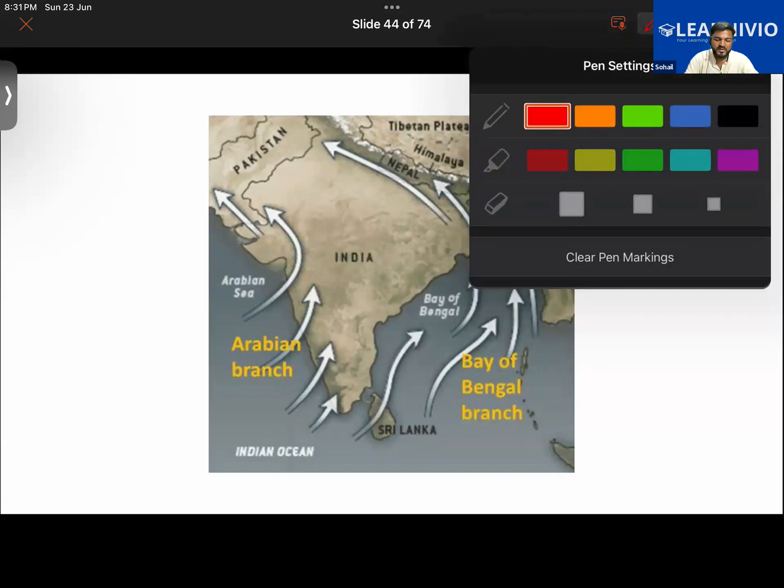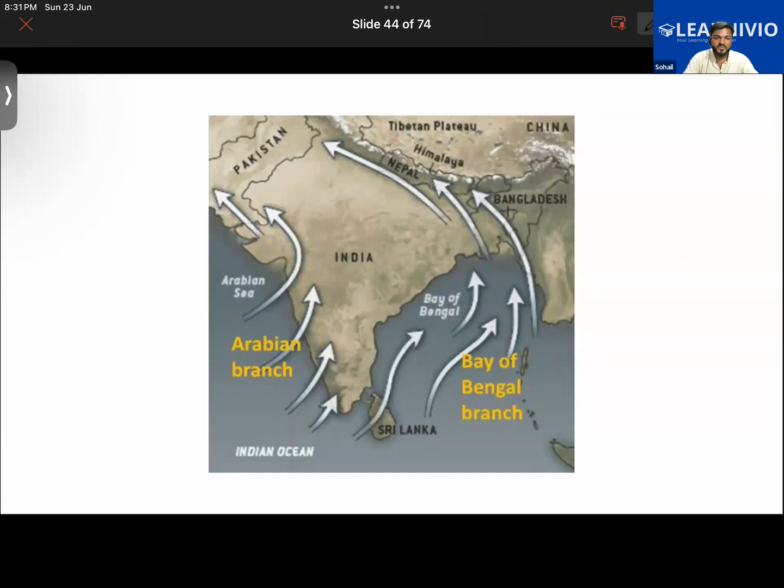Now, the reason why there is no rainfall in Rajasthan due to the western monsoon is that there is a presence of the Aravalli range in Rajasthan. There's a continuous range of mountains called the Aravalli range. So it acts as a barrier. Try to understand it in this manner.